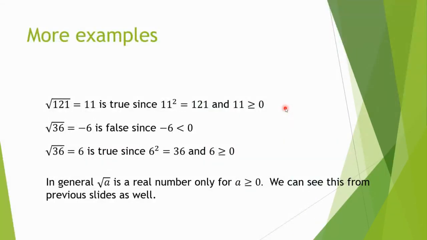Okay, so now these are just some more examples, okay? But if you have the square root of 121, right? Well, that's going to be 11. And why is that? Well, again, that's because 11 squared is 121. In other words, 11 is a square root of 121. That's a saying. But also 11 is non-negative.